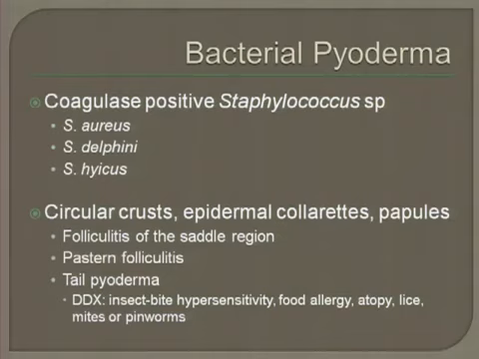So if you see a staph infection, treat that, but you have to be aware that there's probably something else that's going on that you need to identify and address as well. And then the story is kind of the same with tail pyoderma in the horse. There are a multitude of different causes for tail and perineal dermatitis, so you have to identify those possible causes. So insect bite hypersensitivity, food allergy, atopic dermatitis, lice, mites, pinworms can all cause tail or lead to tail pyoderma.